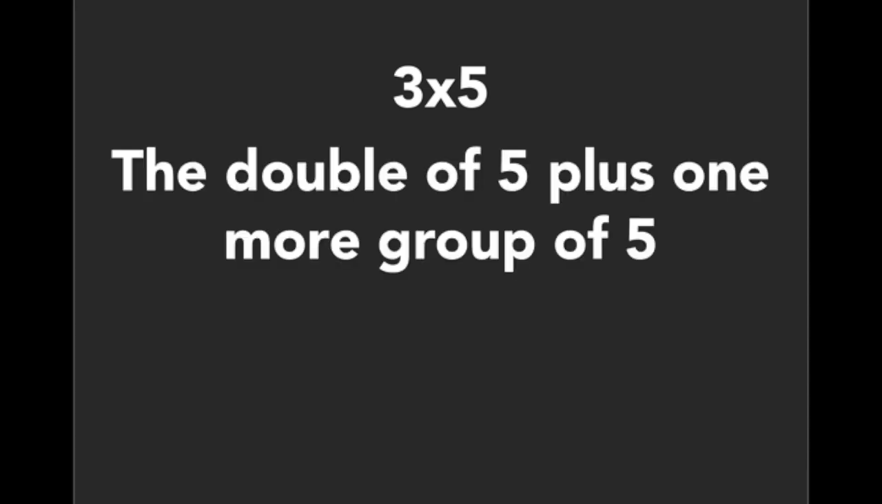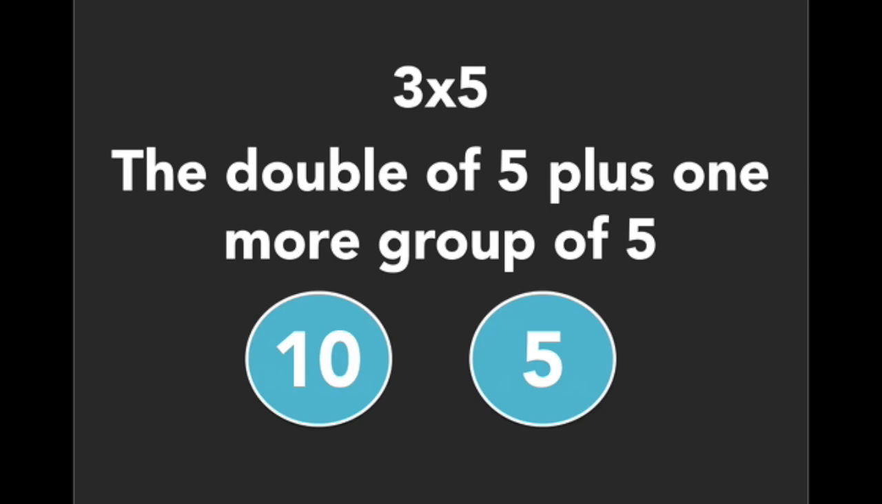Let's look at an example, 3 times 5. So whenever we see a multiplication equation with a 3, we can think the double plus one more group. So we want to look at that other number, the 5, and think to ourselves, the double of 5 plus one more group of 5. So first of all, the double of 5 is 10, and then one more group of 5 makes 15.